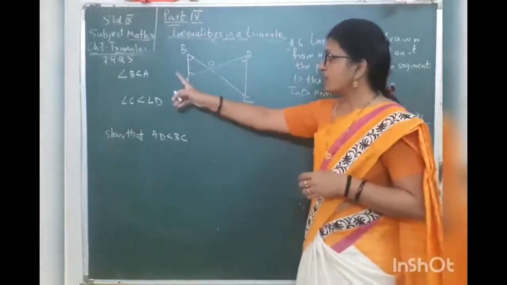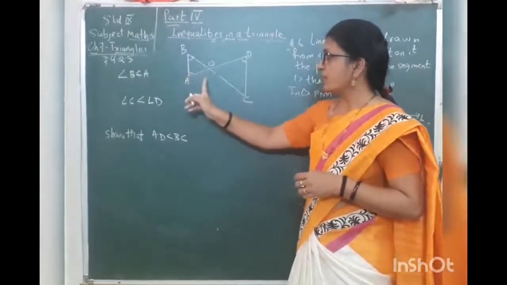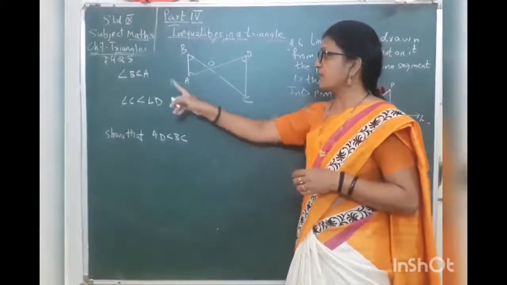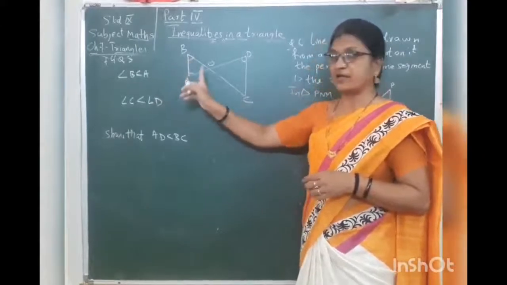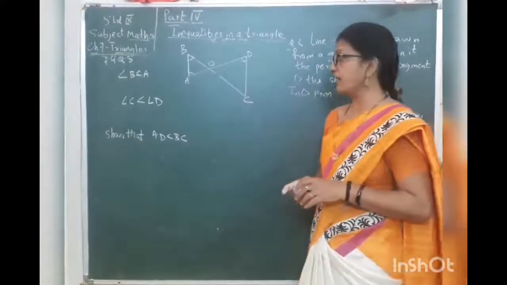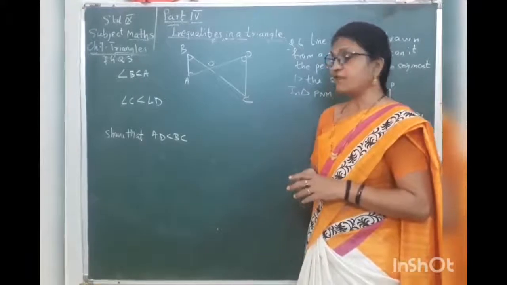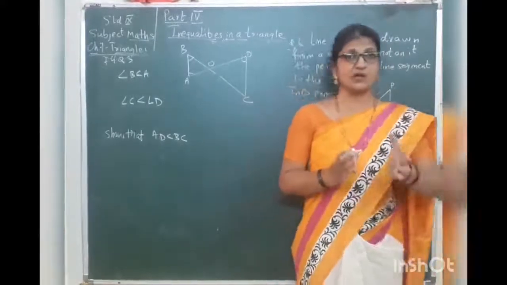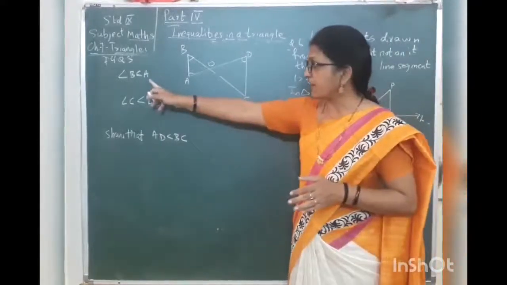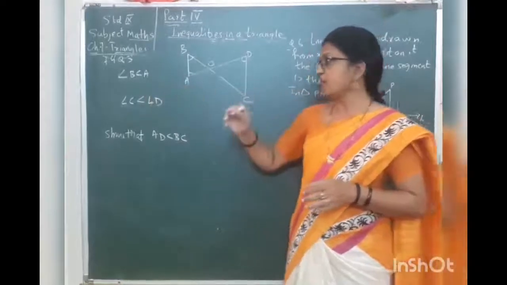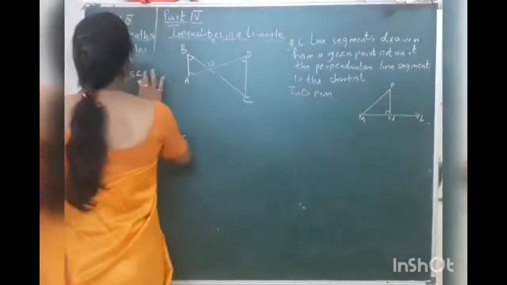Okay. Now exercise 7.4 question number 3. This is a figure. Now here, what is given in this figure? Angle B is less than angle A, that is, the measure of angle B is less than angle A. So the side which is opposite to angle B is smaller than the side which is opposite to angle A.